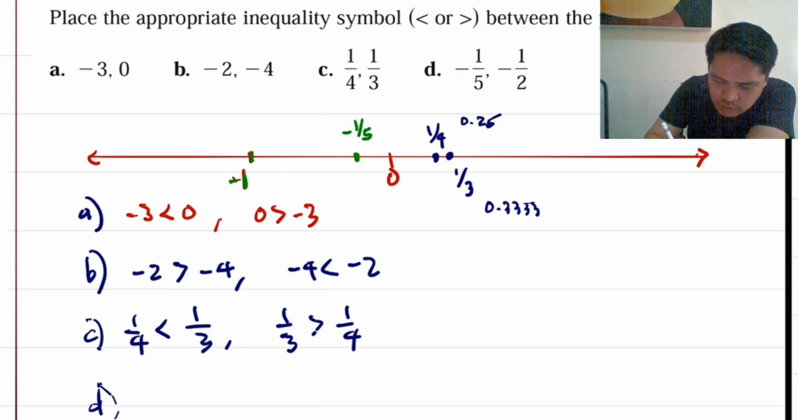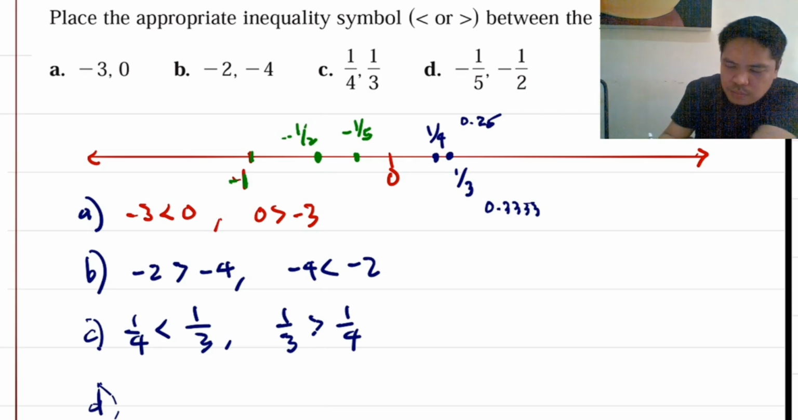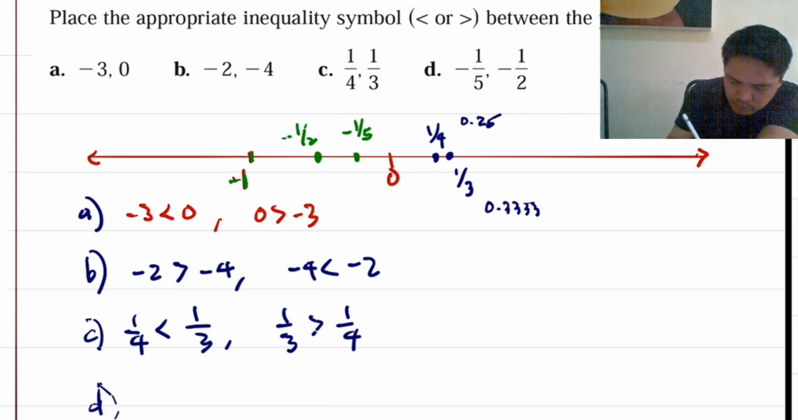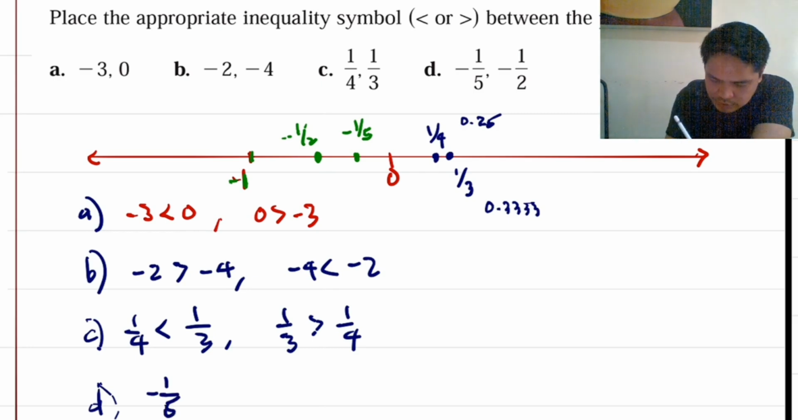And of course, -1/2 is katunga sa 1 unit na dire. This is -1/2. So, what does that mean? Of course, mas less ni siya, ay mas nasa further to the left siya than this. So, therefore, wait ha, that means, ang -1/5 is what? Is mas dako than -1/2. Okay?